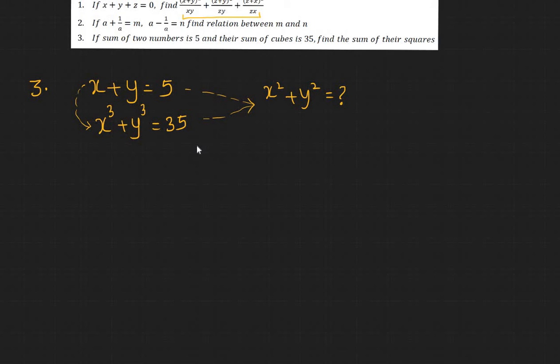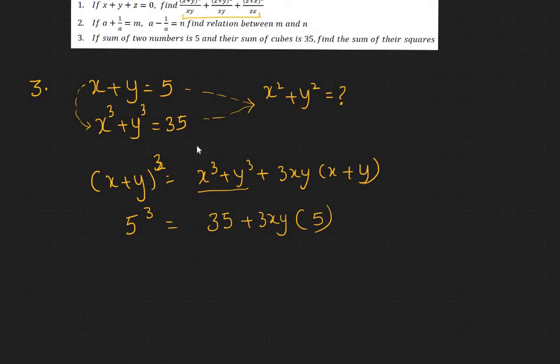I would urge you to pause the video and try to cube and see what happens, and see if you can reach x squared plus y squared. So as you cube x plus y and expand it, this is what you would get. You can substitute for your x plus y and x cubed plus y cubed. There you would get 125 minus 35 is equal to 15xy, and you get xy is 90 divided by 15. That's 6.